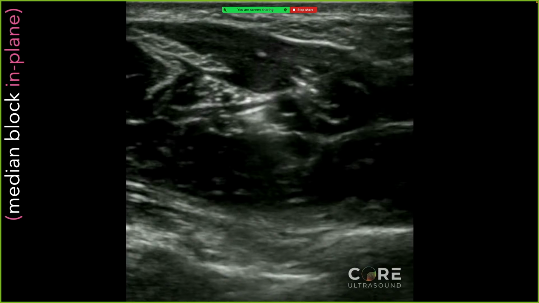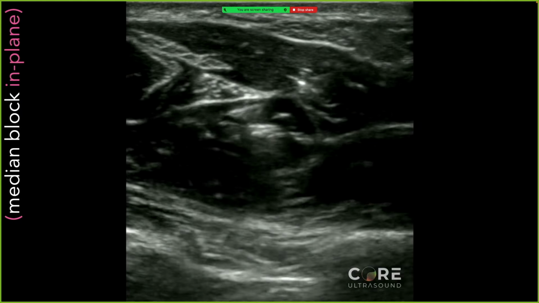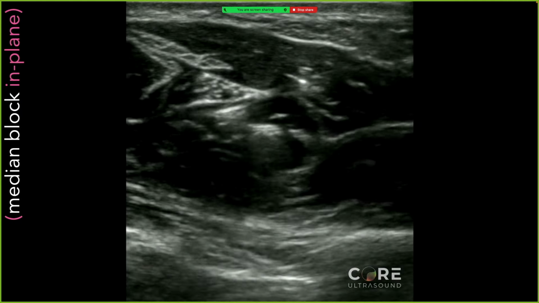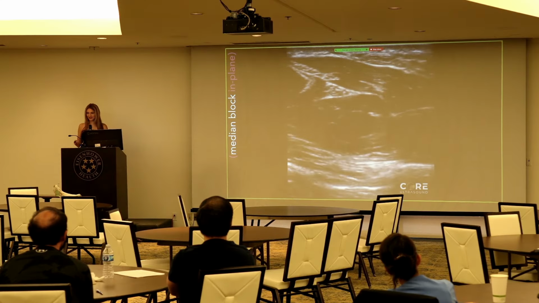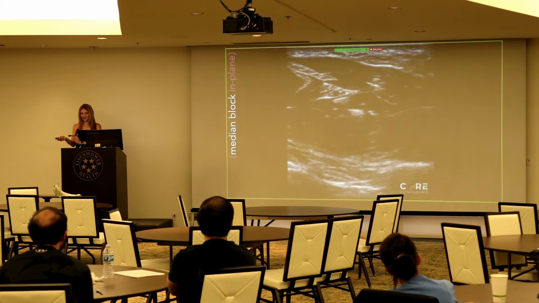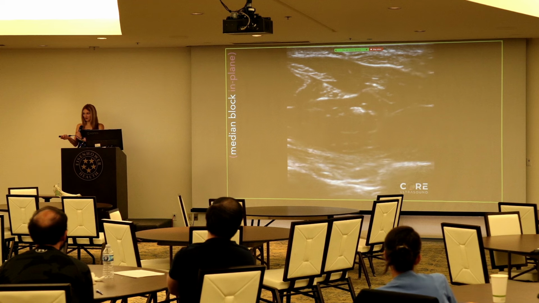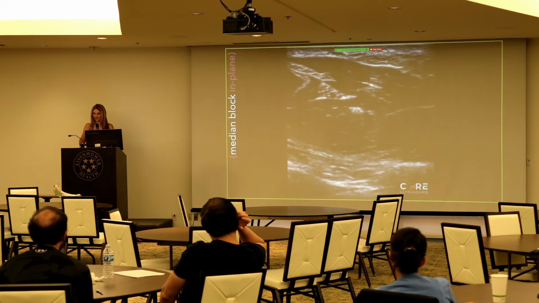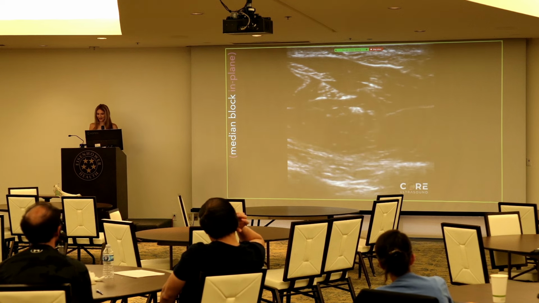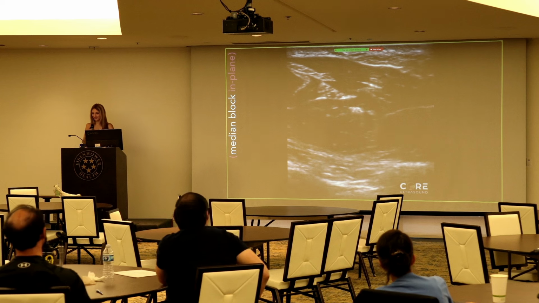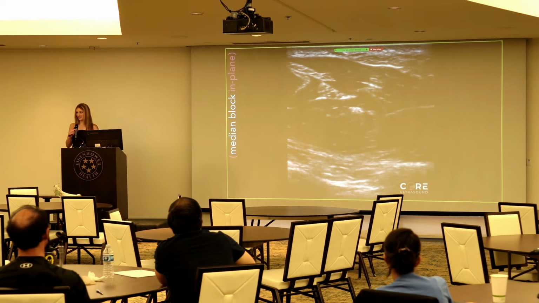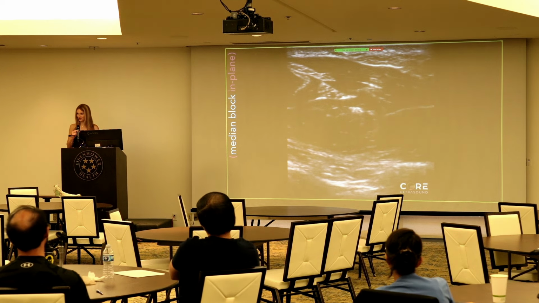Here is an example of performing the block. You can do this in plane. I generally do it out of plane because the AP distance is less than the lateral to medial distance, so you're going through less tissue. And when I was a fellow, now I'll just say it's a flex, I actually asked my ultrasound director to do the nerve blocks on me so I could understand what they felt like.